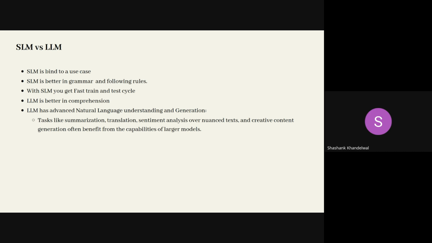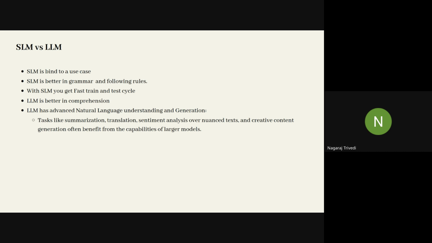There's also a famous technique going on called distilling, which means using an LLM to train an SLM, a kind of transfer learning. I guess there was a webinar a month back on SLM where transfer learning was explained.